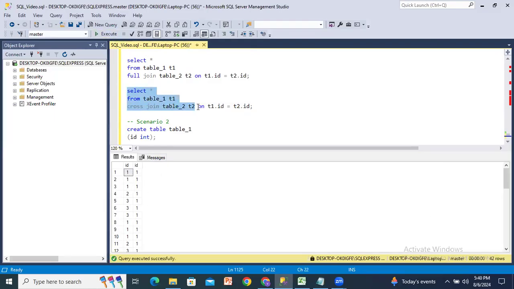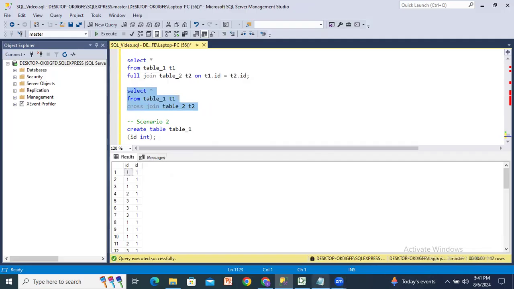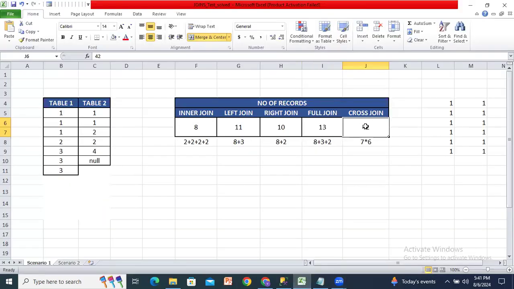So I am selecting only this part. I have not selected the on condition. If I select with the on condition, what happens? I'm getting the error: incorrect syntax near the keyword on. So let's remove this on condition. So cross join will get the 42 records. The same thing we'll get here. Okay, so this is called scenario 1.